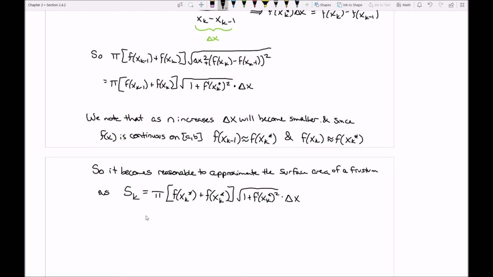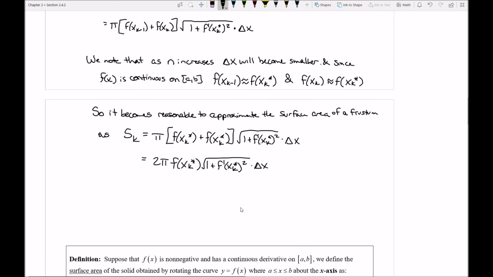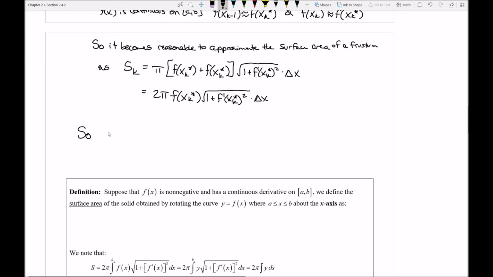And so I could simplify this down just a tiny bit more. I'll notice if I have one of these f of xk stars plus another, I really have two of them. And so I'm going to just go ahead and choose to write it in the following way. I'll just write 2 pi f of xk star, then times 1 plus the function's derivative squared and delta x. But of course, what this gives me is that the surface area now should be given by a limit as n approaches infinity, where I'm going to start at frustum number 1 and go to frustum number n and add up these surface areas.